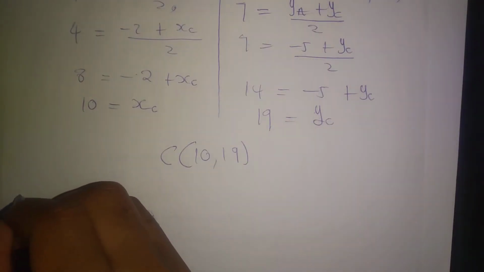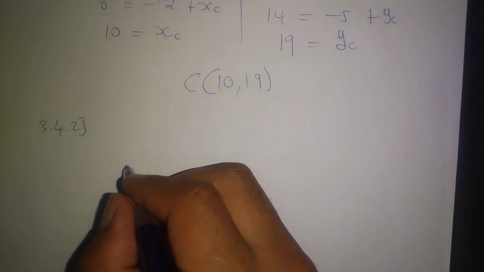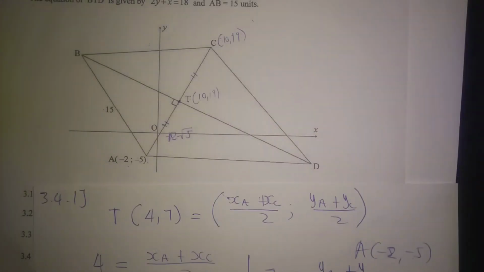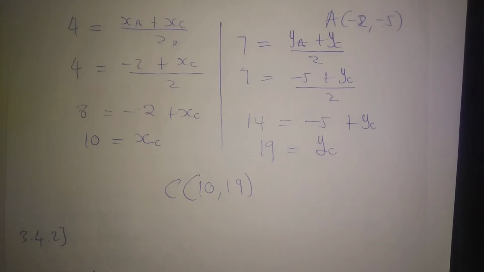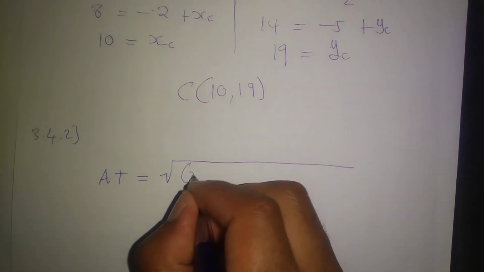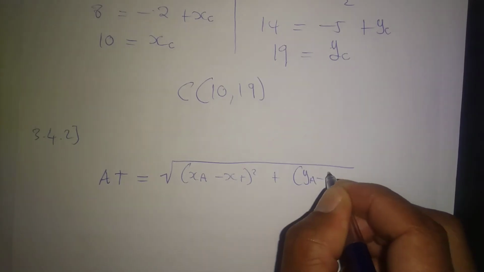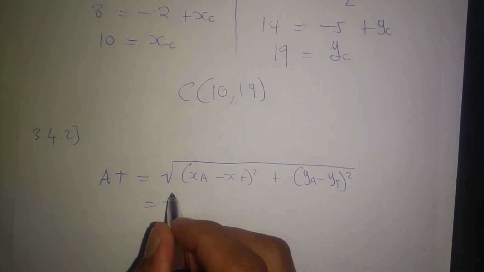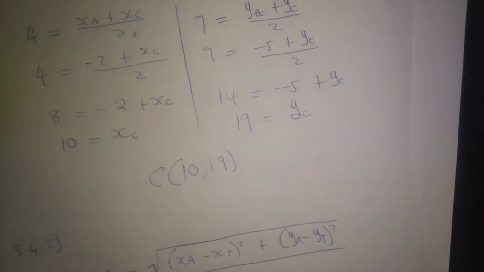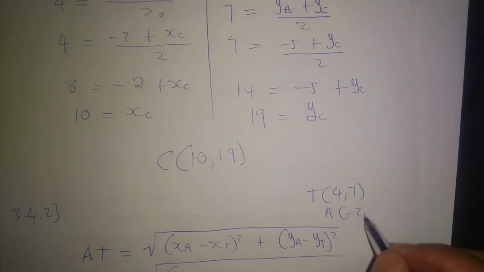Now let's say 3.4.2 is equal to... I want AT, not AB. I want AT first. So AT, I'm calculating using the length formula. So it's the square root of (xa minus xt) squared plus (ya minus yt) squared. Let me write the coordinates here. T we calculated as 4 and 7. A is minus 2 and minus 5.